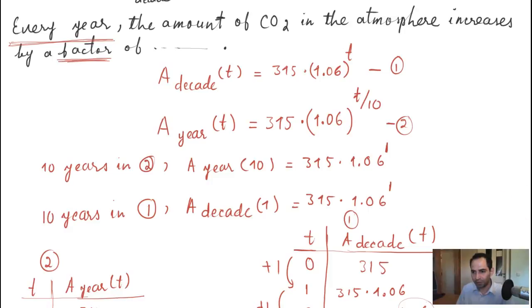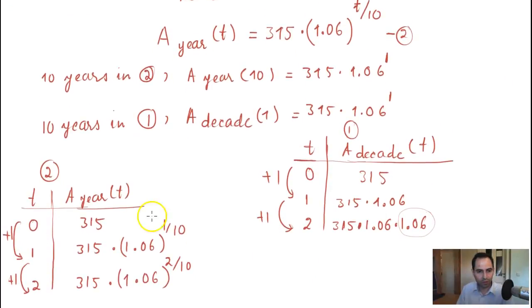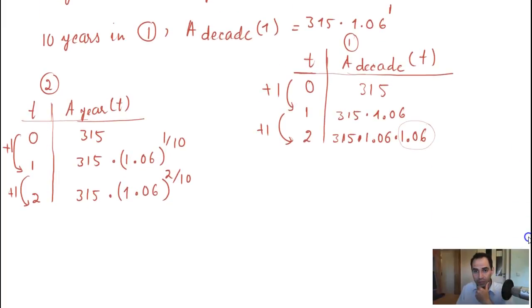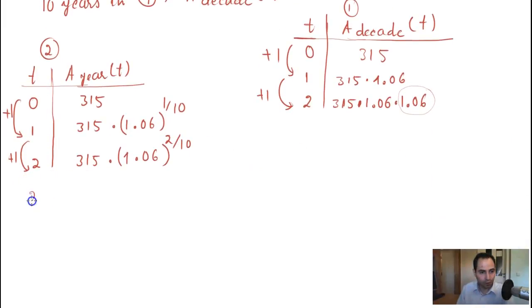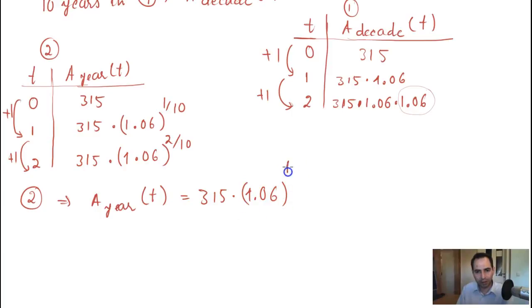But in this function, there is no way to know what's going on. So there is no definite or direct way to know what factor is being multiplied here. So I need to make some changes to equation number 2, which is 315 times 1.06 raised to the power t by 10. So equation number 2 is A year of t is equal to 315 times 1.06 raised to the power t by 10.